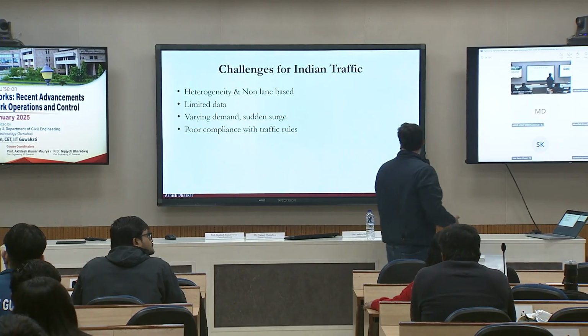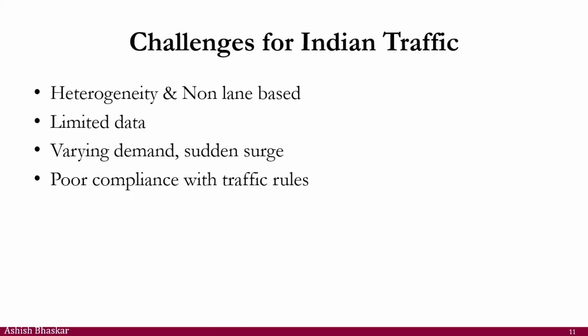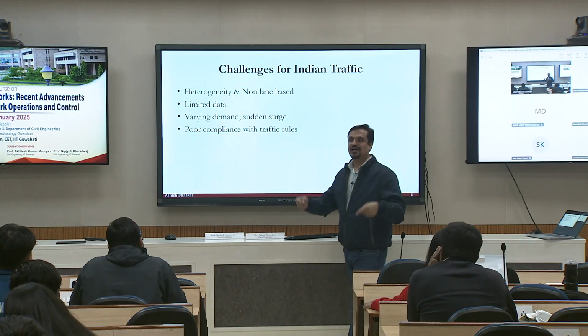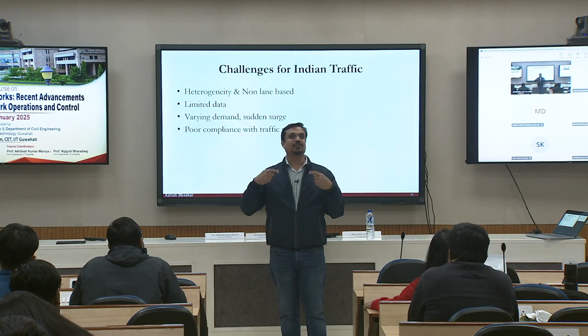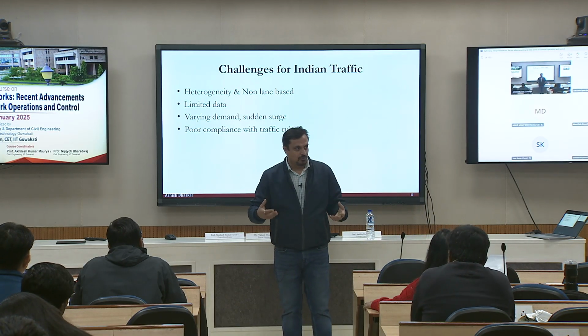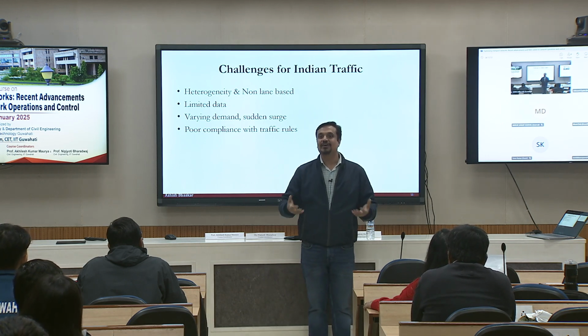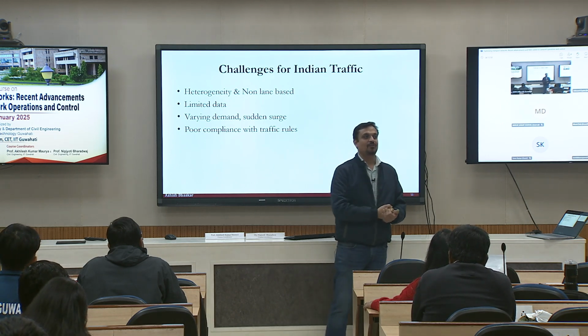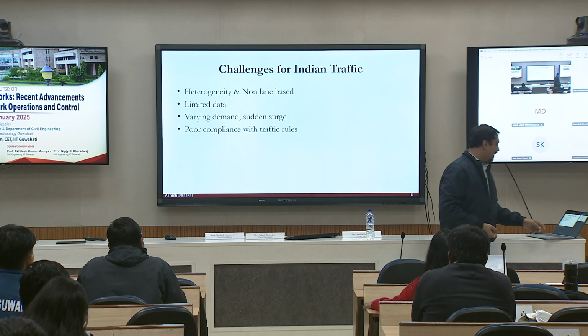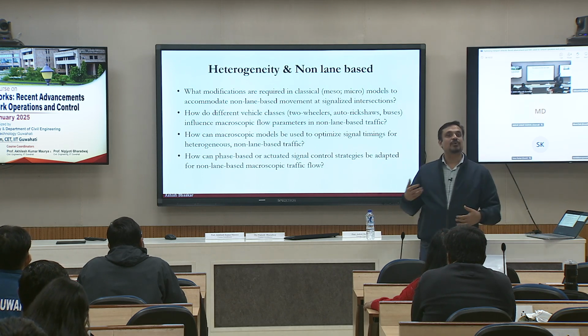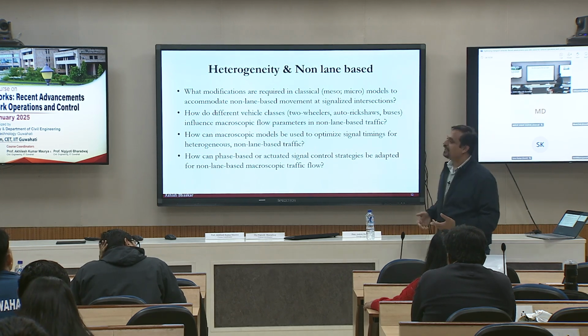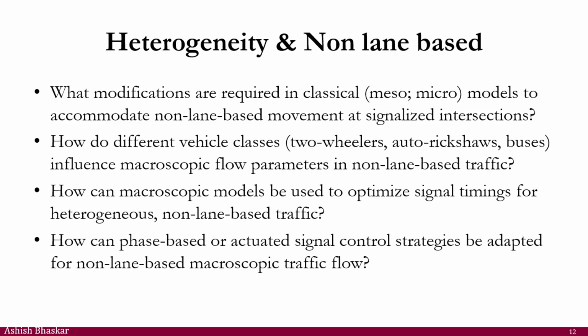Poor compliance with the traffic rules was already mentioned, and in fact there can be a long list. But what I'm saying is, think about the challenges you face as a road authority, plus as a road user. What challenges are there? Because the challenges have to be addressed. Then think about some of the questions: for example, if I talk about heterogeneity and non-lane-based traffic, what are the research questions? If I want to optimize my traffic signal, I want to use a tool for simulation.